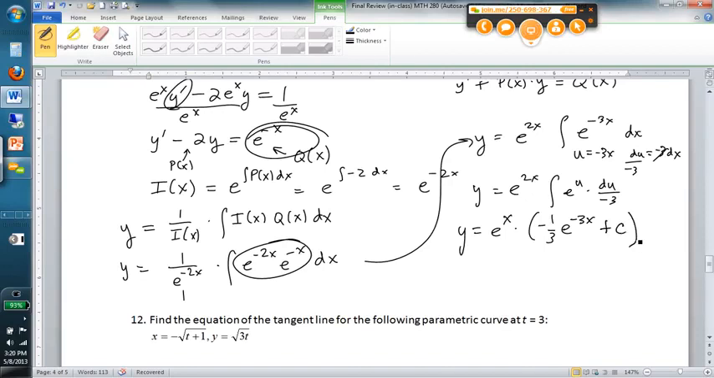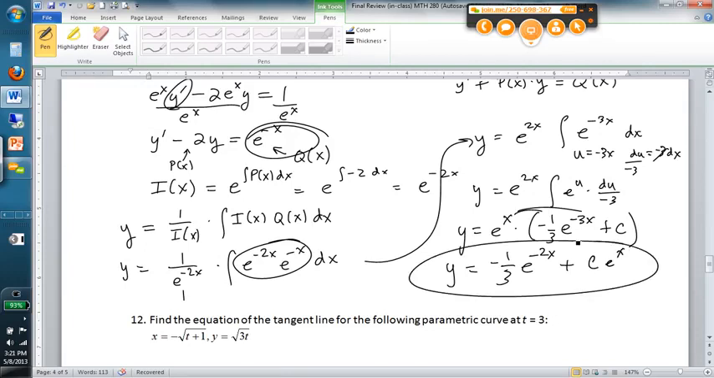And then you just clean this up, multiply that in. Y equals negative 1/3 e to the x times e to the minus 3x, add those, be e to the minus 2x. And then e to the x times c, or c e to the x. Those are my solutions. This is a family of solutions because of the c. C can be any number. So any number for c would satisfy this differential equation. If I plugged in that for y and y prime back in the original equation, any of those would work.